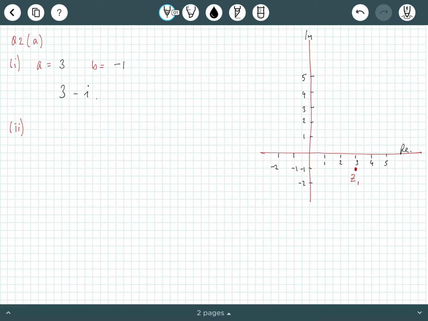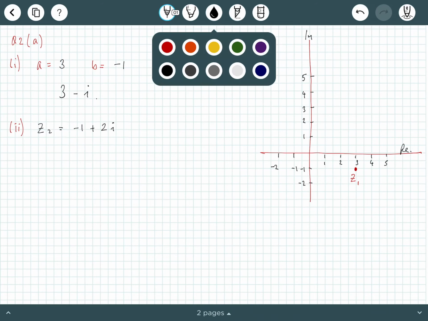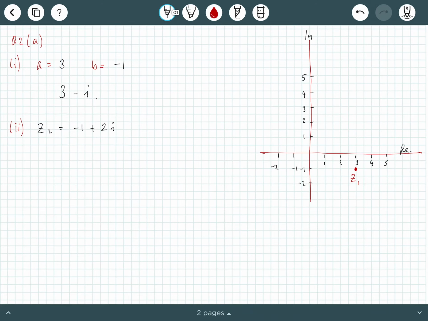So part 2 says Z2 is equal to minus 1 plus 2i. So Z2 is equal to minus 1 plus 2i. Plot Z2 on the Argand diagram. So again, I'll go and get the red here. Minus 1 on the real axis, and then plus 2 on the imaginary axis. So there is Z2.